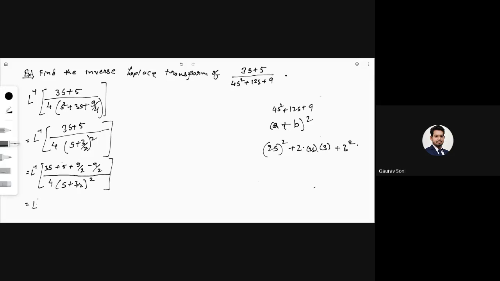So Laplace inverse of, in bracket, from the first and the third term I can take 3 common, what I will have is s plus 3 by 2, and I can add the second and the fourth term. So what I will have is 10 minus 9, which means plus 1 by 2, upon 4 into (s plus 3 by 2) square. Anyone having problem at this stage?